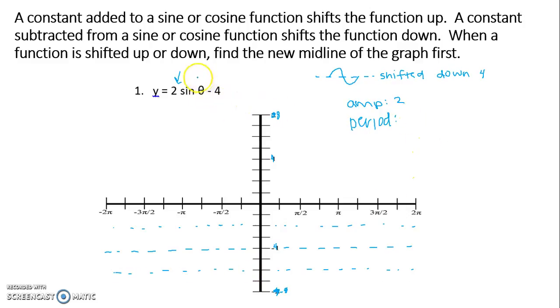My period, there's nothing happening inside this sine function with that theta, so it maintains the 2 pi. Again, I know my basic sine function looks like an S. I'm going to start at my midline and end at 2 pi at my midline. Right in the middle of those, at pi, I'm still at my midline. Right in the middle of those, I'm going to be at my maximum. Middle of my last two, I'm going to be at my minimum.